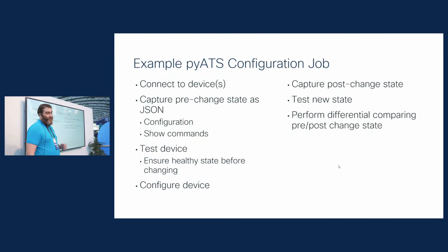Here's an example of a configuration job. We're going to connect to device or devices. Let's capture the pre-change state as JSON. And that could be the pre-change configuration, right? Parse config, learn config. It could be state, parse show IP interface brief, parse show IP OSPF neighbors, whatever it is you want to do. Capture that up front.